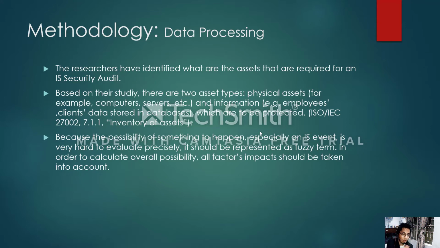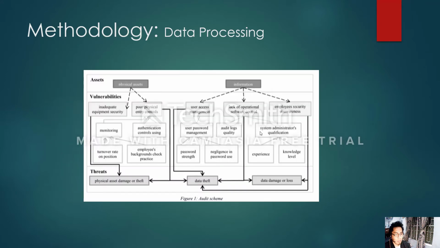Same with vice versa. If your employee databases are locked or authenticated, but your servers can be easily hacked, or can be easily penetrated or infiltrated by malware and hackers, then there is still less protection. So that's what the third line means: all factors' impact should be taken into account. So this is the table.